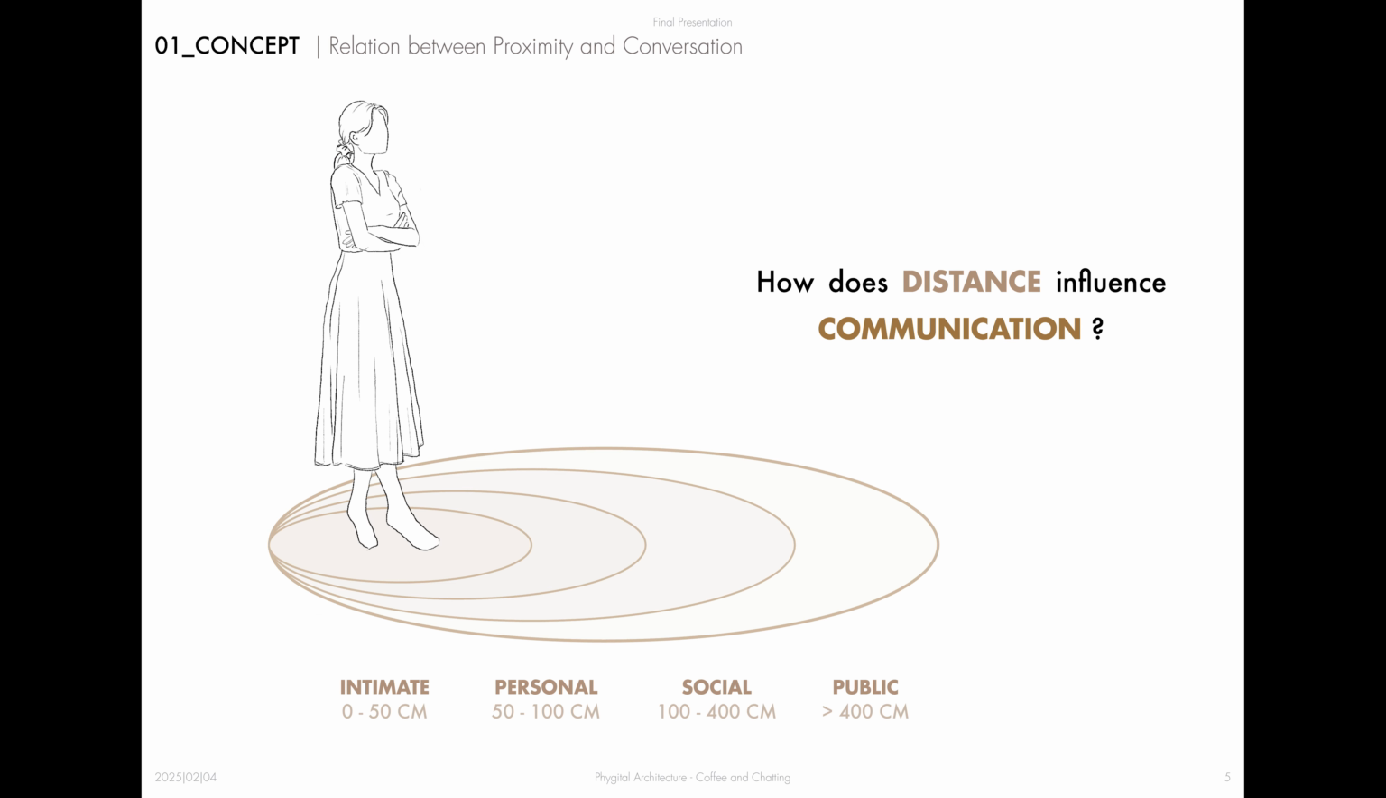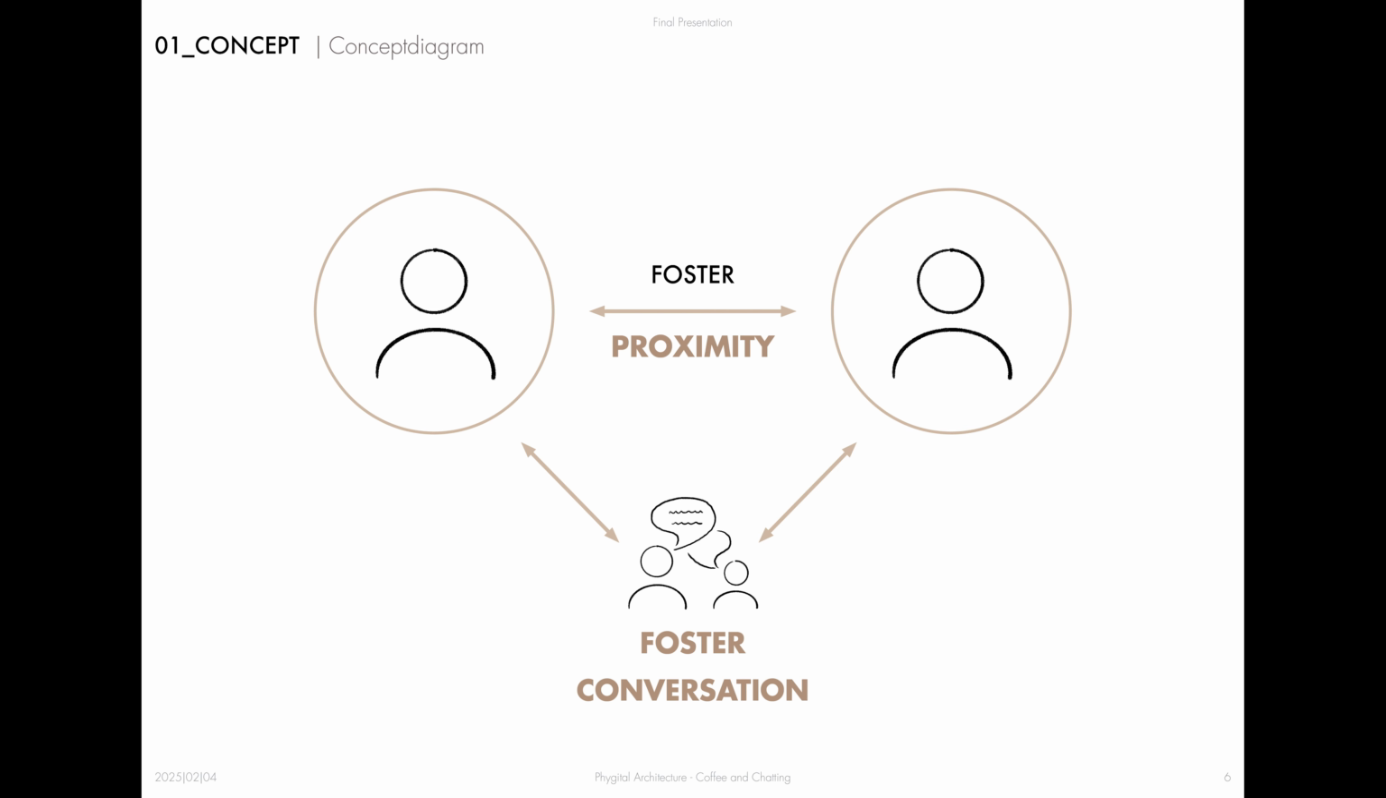Different levels of proximity influence how people engage. Closer distances create personal connections, while greater distances act as barriers. The table adapts to optimize these interactions. Therefore, in order to foster conversation, it is important to foster proximity by using and adjusting distance.